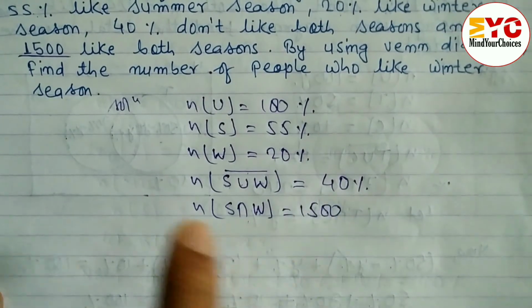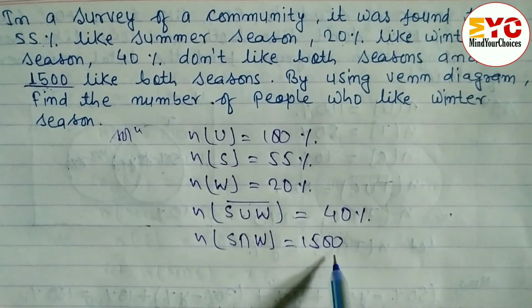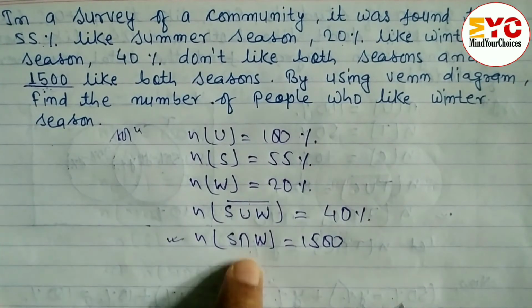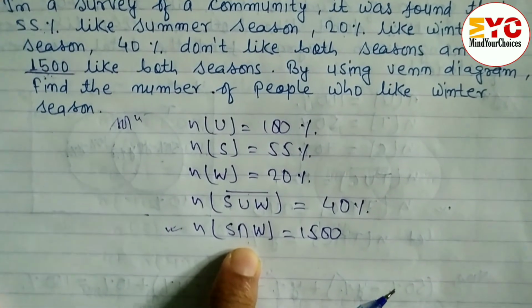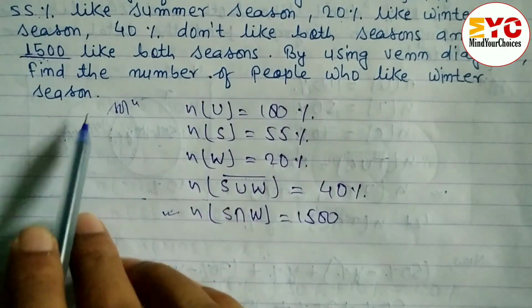I told you before also, if the question gives a number, we have to find it in percentage. You can see all the others are in percentage except this one, so we have to find this in percentage. And by using a Venn diagram, find the number of people who like the winter season.